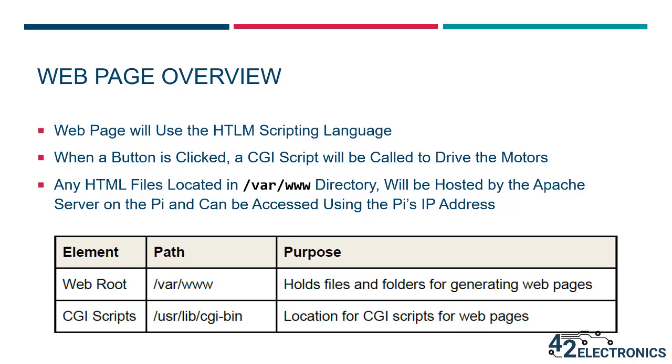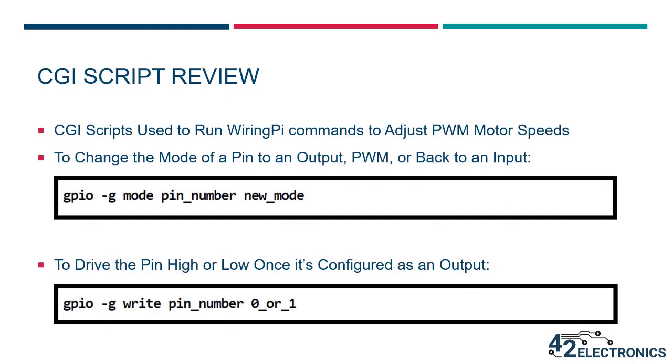Here's a table that lists the location of some of the files that will be used for the web page. Any HTML files located in the /var/www directory will be hosted by the Apache server on the Pi and can be accessed by using the IP address of the Pi. CGI scripts will be used to run WiringPi commands that will adjust PWM motor speeds and drive the motors as required for forward, reverse, left, and right turns.